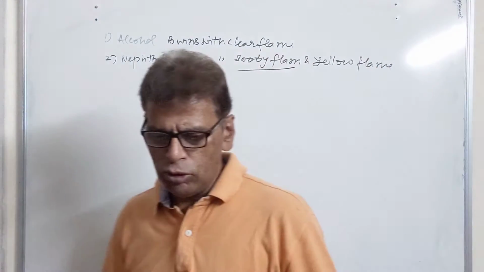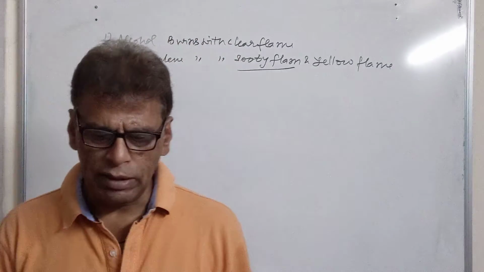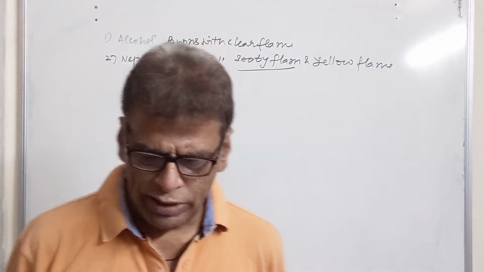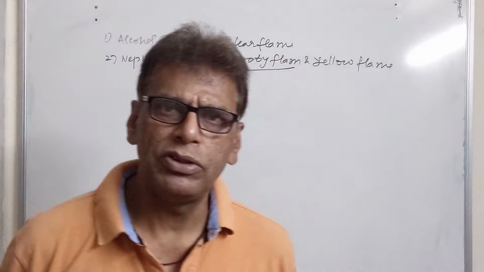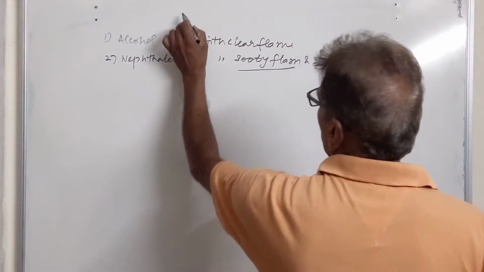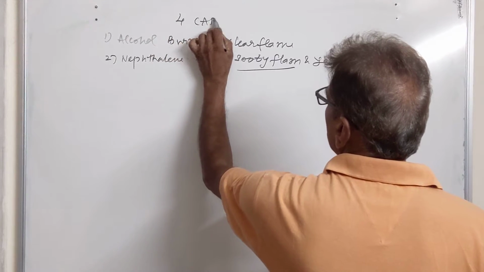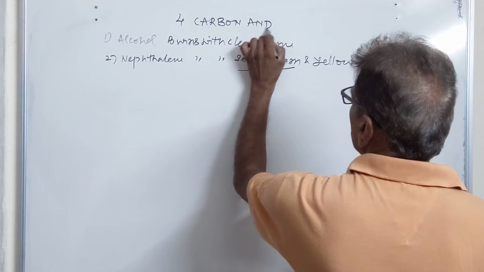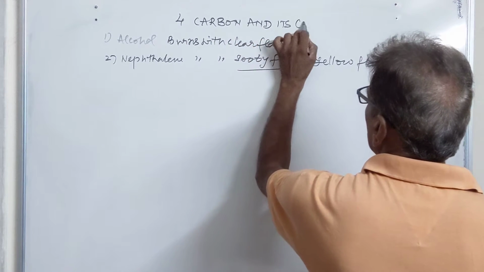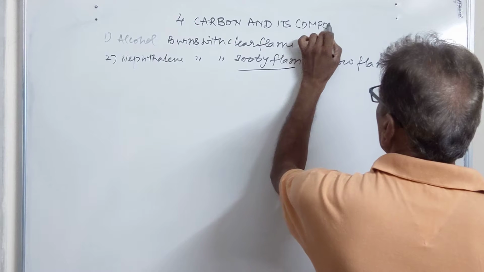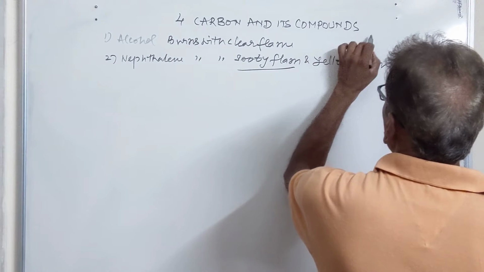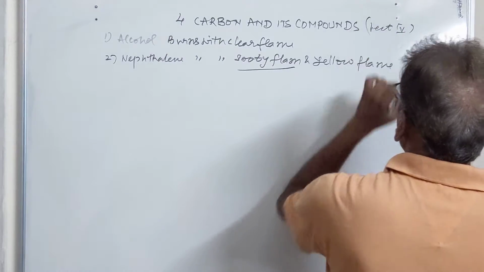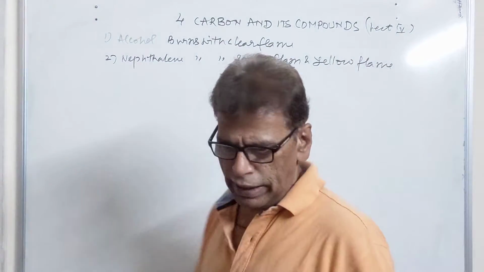Whenever unoxidized carbon remains during combustion, the flame becomes sooty. So we have differentiated between these two compounds, and this is our unit number 4 of 10th class, carbon and its compounds. This will be our lecture number 4. So this is the first activity of today.